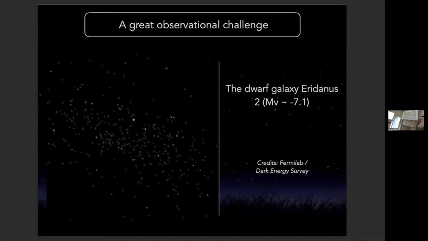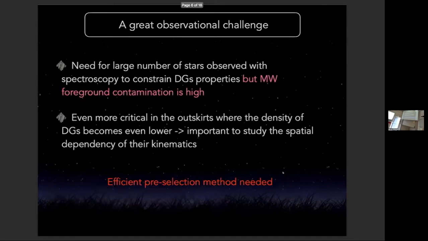So you want to find those stars beforehand as best as possible and then follow them up with spectroscopy. You need as many stars of dwarf galaxies as possible, because you want the best constraints you can get on the velocity dispersion and the metallicity of these systems. But as I just told you, the Milky Way foreground contamination is high, and this gets even more critical at the outskirts of the system, which is why the vast majority of spectroscopic studies over the years focused on the very inner region.